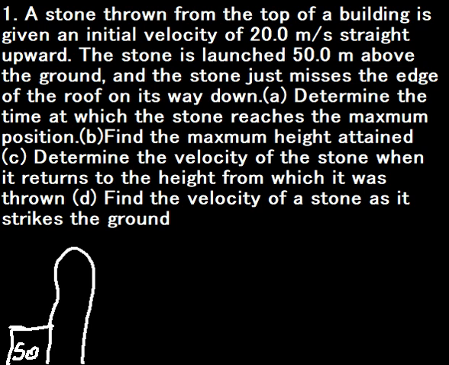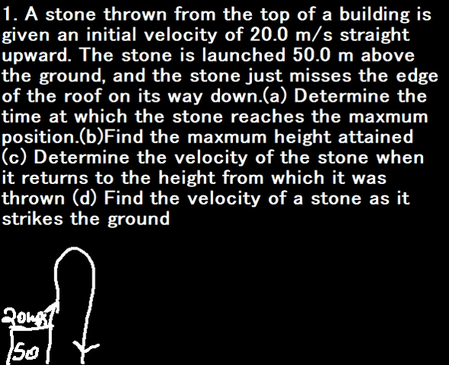The stone has been given the initial velocity of 20 meters per second, so it should be 20 meters per second. And the stone just misses the edge of the roof on its way down, which means it went straight down to the ground.